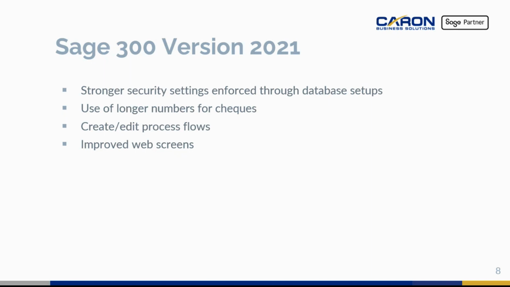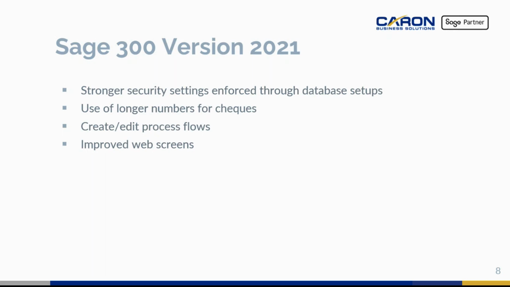The next highlight for version 2021 is the use of longer numbers for checks. Previously, you could do up to 9 characters, and now the system is allowing you to do up to 15. One thing we do advise is that if you use third-party software that integrates with Sage, they can handle those changes as well. But most of our third parties have been tried and tested. Their releases are usually on par with when Sage does their updates, so they're always in sync.